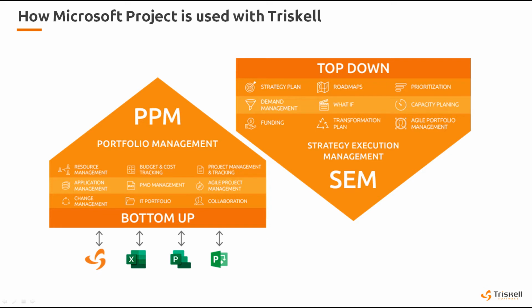Triskell is both a top-down strategic execution management system and a bottoms-up portfolio management system. Triskell has its own Gantt SCRUM capability for detail planning, but we also can use Excel if you have very simple project plans stored in Excel, and we can directly support Microsoft Project.